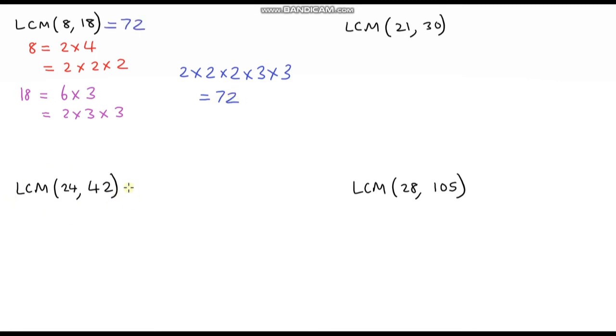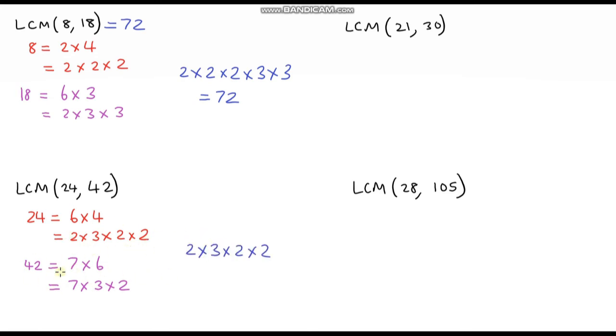Okay, so let's move on to this next one now. Lowest common multiple of 24 and 42. So again, break down the numbers first into their prime factors. Now in order to be a multiple of 24 to begin with, it has to have 2 times 3 times 2 times 2 in. So let's write down all of this business. Now if we move on to 42, it has to have a 7 times 3 times 2 in.